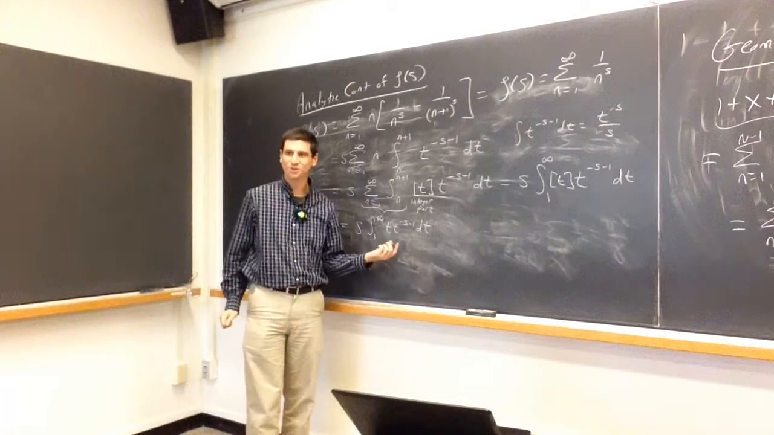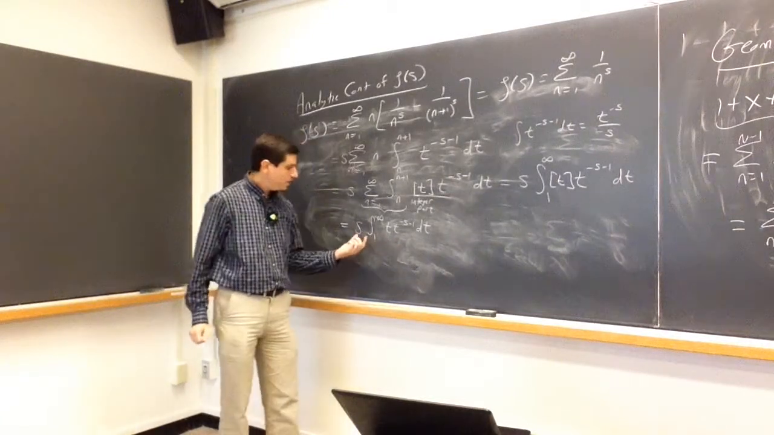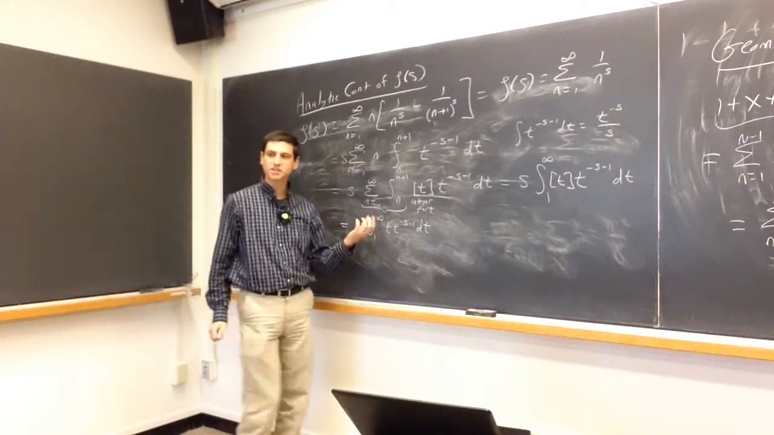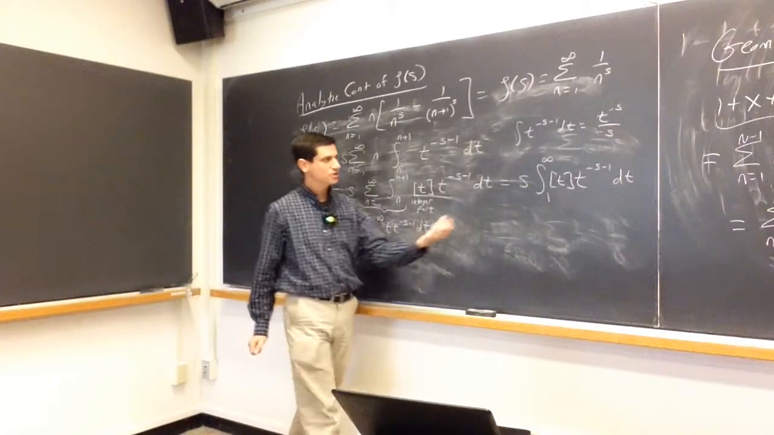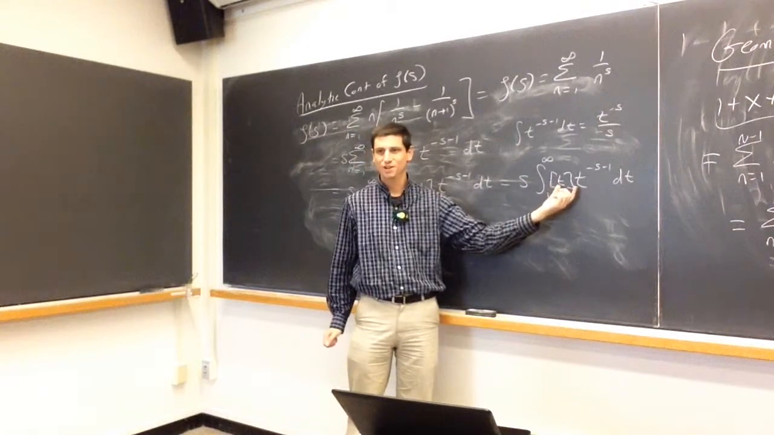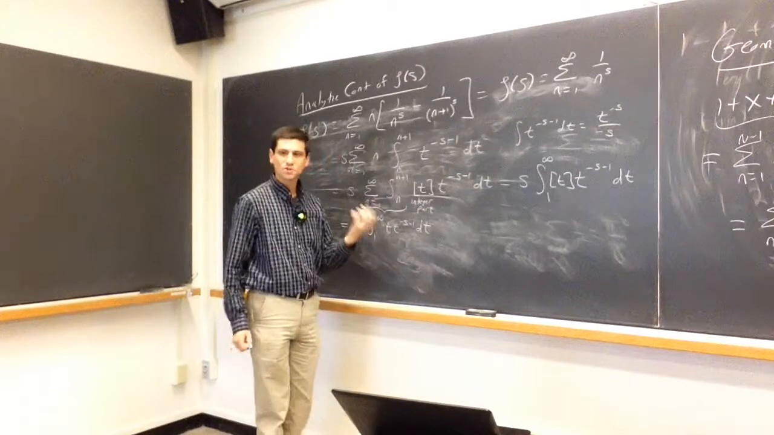However, what can we do? It's an upper bound, but we want an analytic continuation, so an upper bound is not going to be good enough. I can't just drop the floor function. Can we add it on later, or subtract it off later?